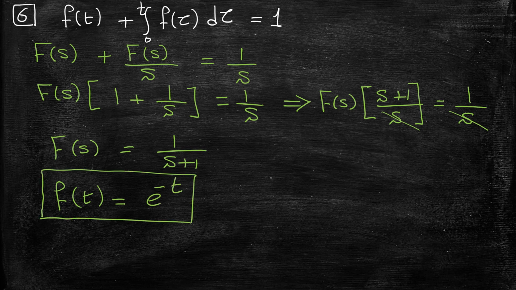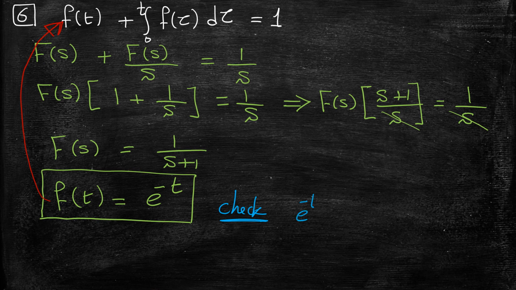What does this mean? This means if we take this f of t here and substitute with this function, and again do the integral from 0 to t for this exponential, and add both together, this will end up with 1. So just check to confirm the correctness of this solution.